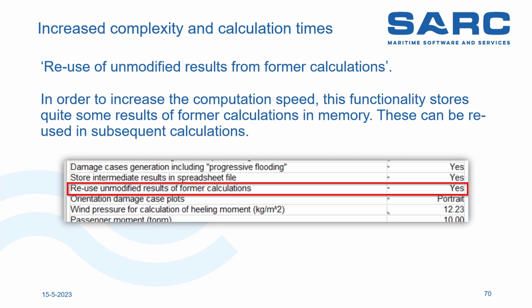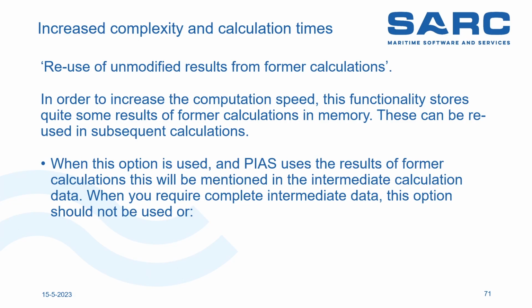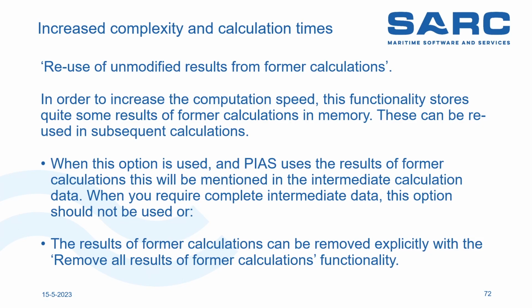Already discussed a little bit, if you need the intermediate result files, then you have to turn this option off, or you can throw away the results from former calculations. So normally what I do, if I have a couple of iterations, I have my first calculation, then I do the second, third, fourth, fifth calculation. If calculations are okay, then I throw away all the intermediate results and do one full recalculation. So at least I have the file with the intermediate results.